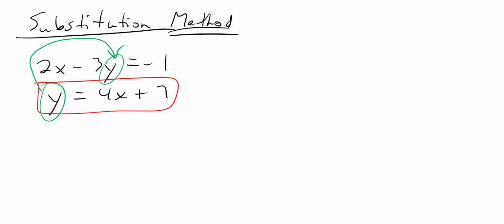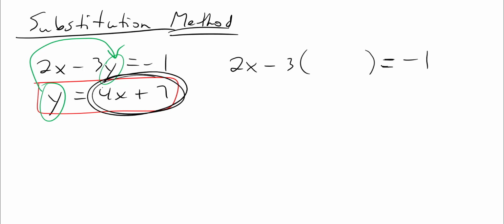Okay, so watch. This is what I'm going to do. I'm going to say 2x - 3 times y = -1. Okay? So again, that y is this. So I'm going to take where I see the y, which is the spot right here, I'm going to put in 4x + 7. That's my y value. Okay, now I have everything just in terms of x. All right, and so I'm going to, here, let me erase this bottom here. And then I'm just going to solve for x.